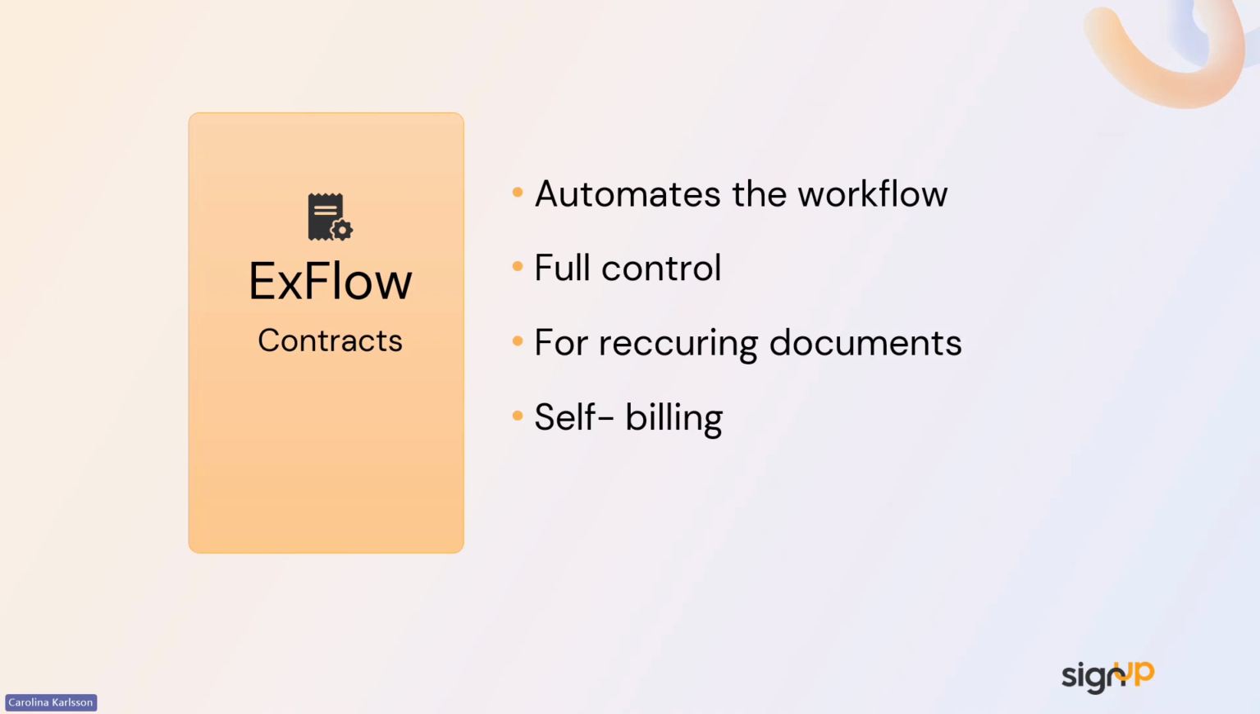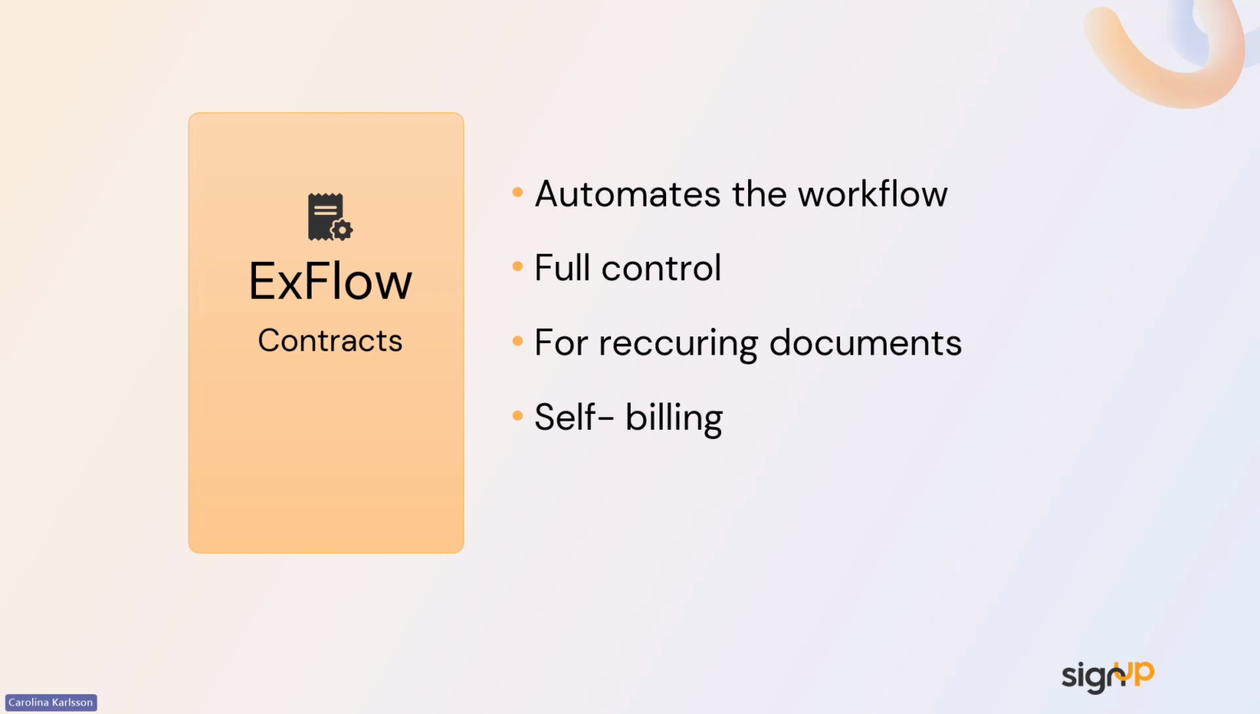And then we have ExFlow contracts. So with ExFlow contracts, you have full control over recurring documents such as rent, cell phone subscriptions, rental products, and you can set up contracts according to, for example, an external contract. And then if it would deviate from the terms that you set up, you will receive a warning when you import the document in the import journal. And I will show you this so it's more clear later.